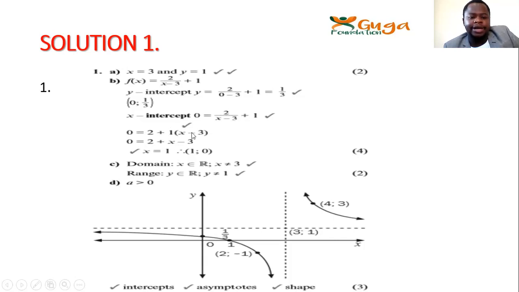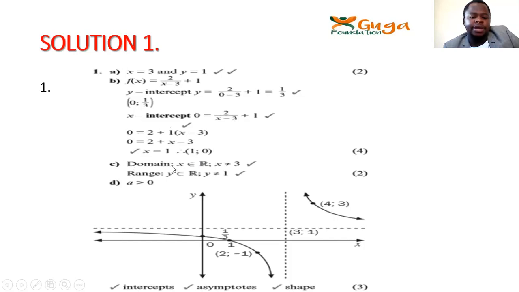Then you remove the brackets here. It will be 0 equals 2 plus x minus 3. And then you solve for x. Your x will be x equals 1. So it means that your coordinate now is (1; 0).